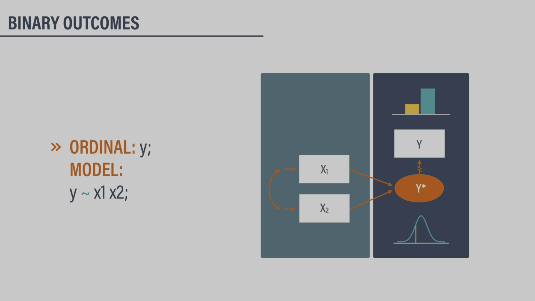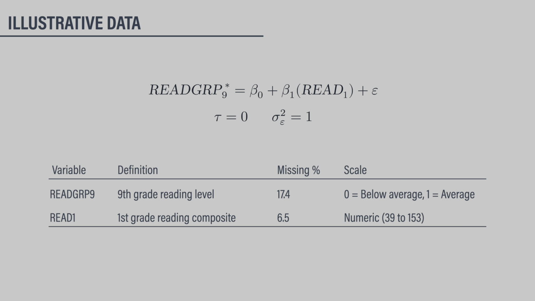To make the illustration more concrete, I'll use data from an educational study where the goal is to determine whether broad reading scores from 1st grade predict 9th grade reading proficiency. The regression model looks like this. The reading proficiency outcome is binary with 0 and 1 coding below average and average reading levels. The asterisk superscript in the equation on the dependent variable denotes a latent response variable.